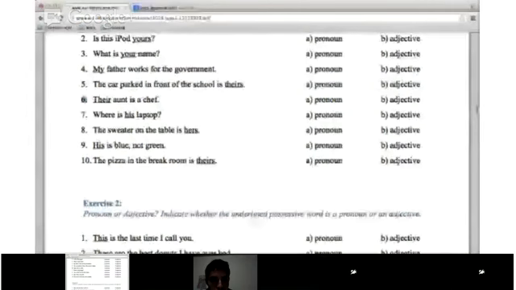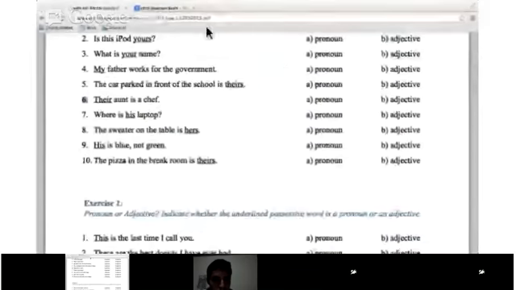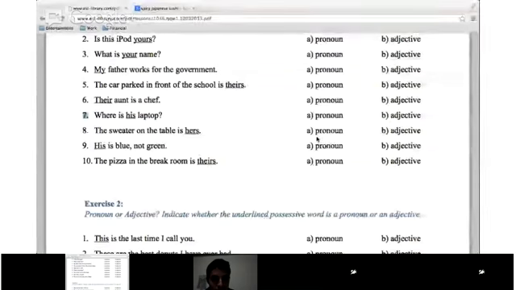Number 6 is for, let's see, Shadan. Their aunt is a sheep. I think it is an adjective. Good. Yes, this is an adjective. There's no S at the end of their. Plus, it is placed right before a noun. Exactly. Good. All right, how about 7? Number 7 is for Rex. Hey, where is his laptop?